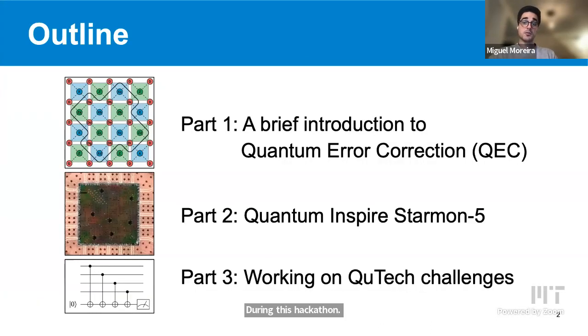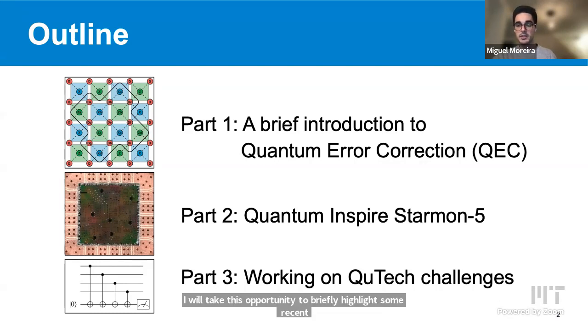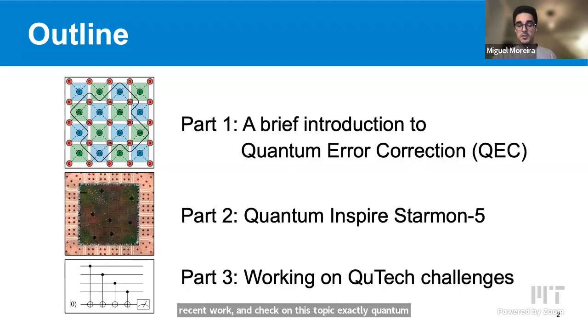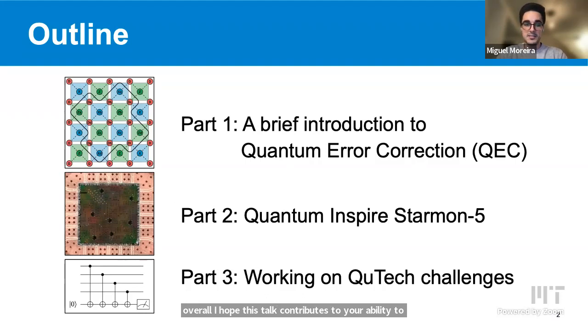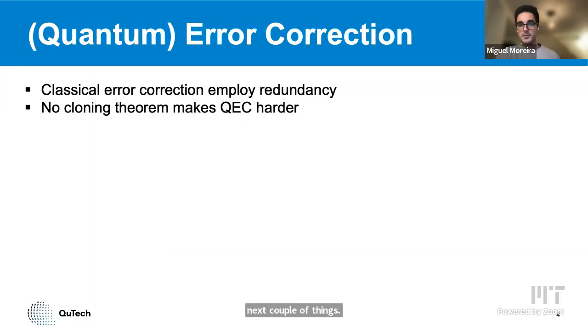So in this presentation, I'll start with a brief introduction to quantum error correction, for those of you who are not familiar with the concept. I will take this opportunity to briefly highlight some recent work done at QuTech on this topic, exactly quantum error correction, in a system that is incidentally very similar to the one that will be available to you during the hackathon. I will then give you a brief overview of Starmon-5, one of the hardware backends of Quantum Inspire, and one of the ones that will be available to you. Finally, I'll give you some tips on the best ways to use the systems provided by QuTech in an attempt to spare you from some of the most common mistakes we've found among users. Overall, I hope this talk contributes to your ability to explore, implement, and analyze these systems over the next couple of days. So without further ado, let me start.